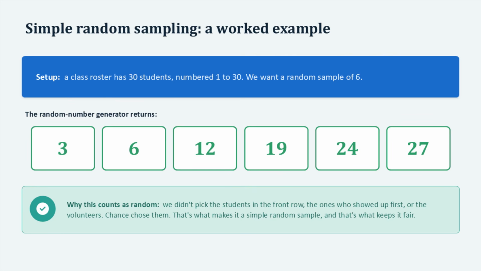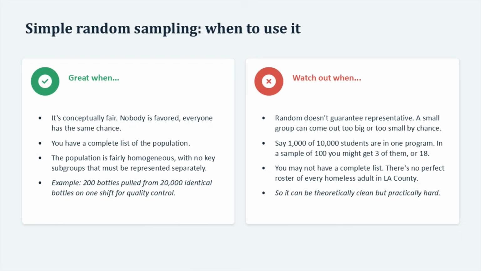It's fair by design. Every student had the same chance of being selected, and that helps keep the sample as unbiased as possible. So when is simple random sampling a good idea? And when might it let you down? Let's look at both sides.